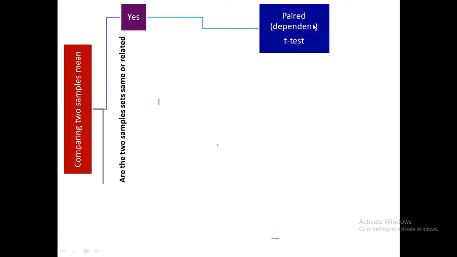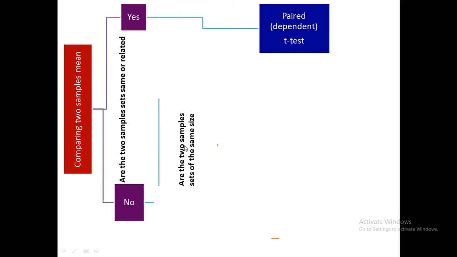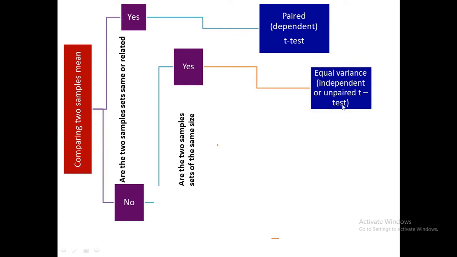Now the question arises, what kind of test do we have to follow? First of all, we should know what we want to do. If our answer is we want to compare two sample means, the next question we should ask ourselves is, are the two sample sets same or related? If the answer is yes, we can go for a paired dependent t-test. If the answer is no, the second question we must ask is, are the two sample sets of the same size? If the answer is yes, we should go for an equal variance independent or unpaired t-test.